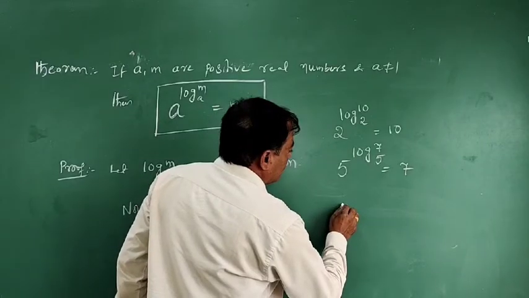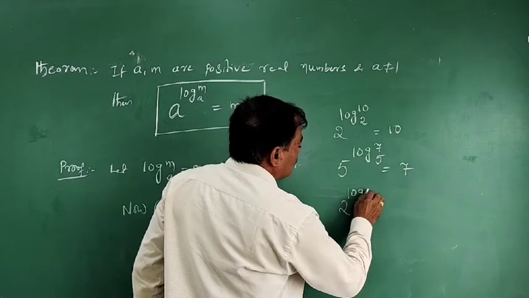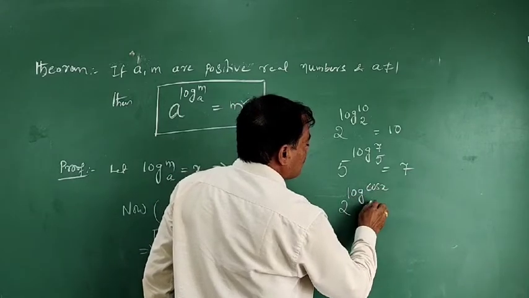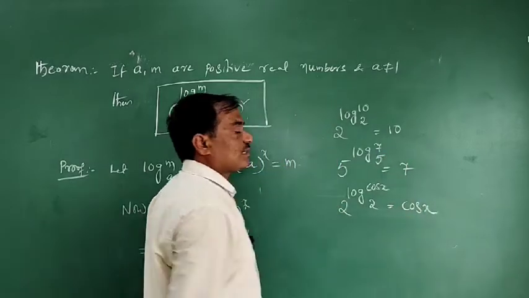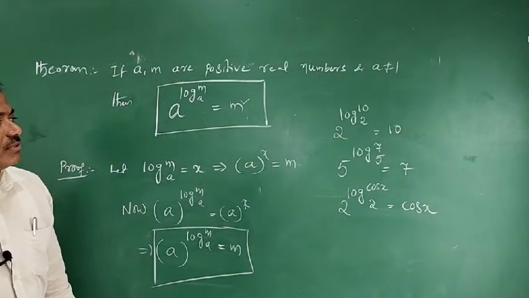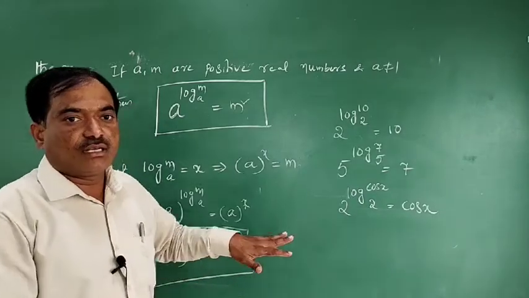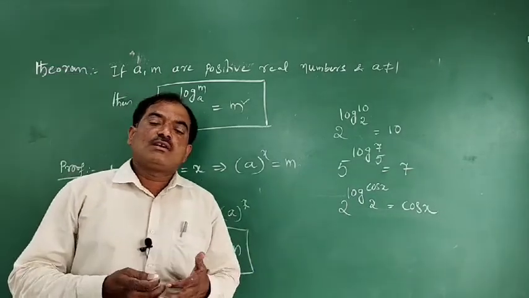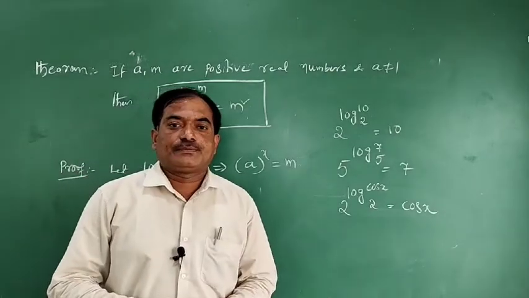And 2 to the power of log cos x to the base 2. So this value is equal to cos x. So these are the simple examples of this property. Okay, now this is the last property in our logarithms. Now we will see some examples based on these properties.